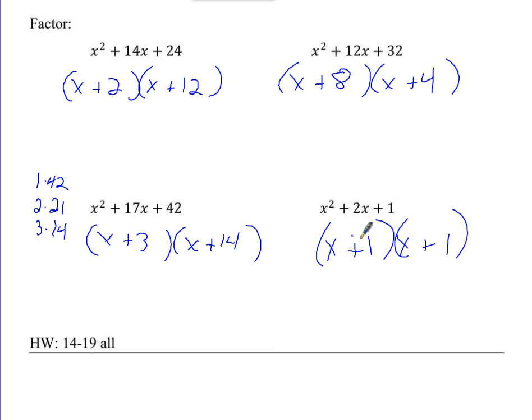We can FOIL that back out. We get x squared. Here we get x, here we get x, for a total of 2x. And then here we get 1, which is exactly what we started with. Problems 14 through 19, all 6 problems. Go ahead.